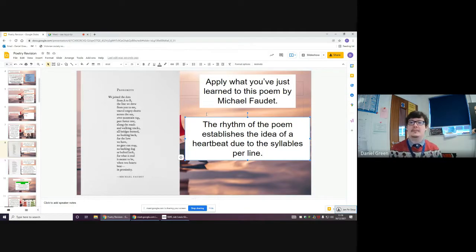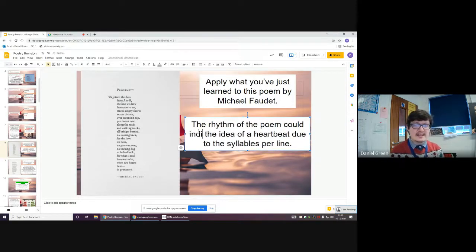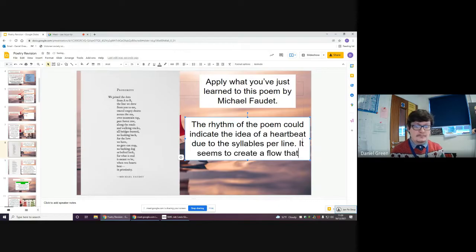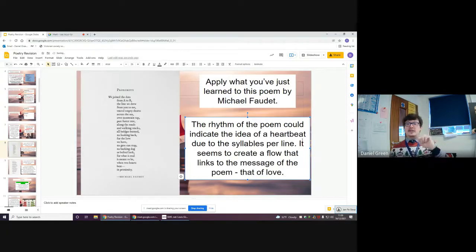However, what I haven't done is use my tentative language. I've said the rhythm of the poem establishes, meaning I'm being very certain, which I can't be because I don't know. It's just my own idea. So I might say that the poem could indicate the idea of a heartbeat due to the syllables per line. It seems to create a flow that links to the message of the poem: love. Now my argument is far better than it was earlier because now I'm using could. I'm not just saying this establishes, I'm saying this might or this could do that. So that's just me demonstrating how to use that tentative language when you're analysing a poem.